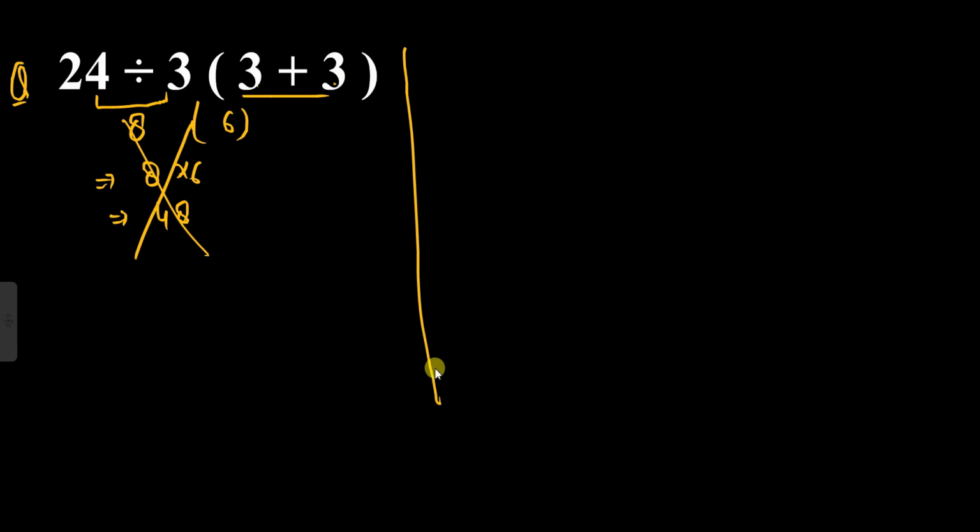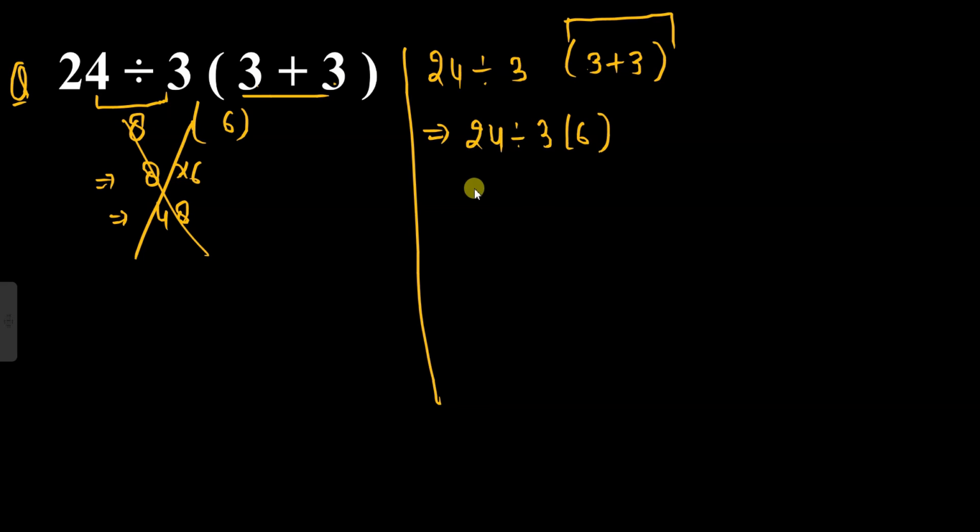Now rewrite the question: 24 divided by 3 (3 plus 3). If we continue solving, first we'll solve inside the bracket, so 3 plus 3 becomes 6. After the brackets, multiplication comes next.